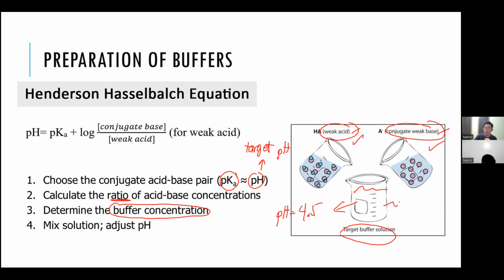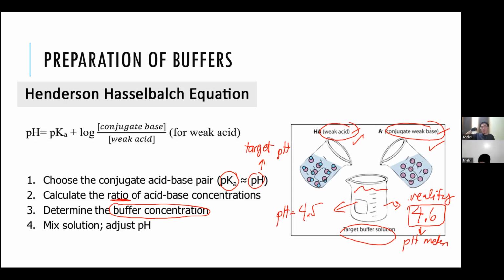Pero pag minix mo na sila, in reality, Josh, hindi mo kagad mabubuo yan. Hindi mo kagad makukuha yung 4.5. Let's say ang nakuha mo ay 4.6. Ito yung pH meter reading mo. Anong gagawin mo? Minix mo na sila.